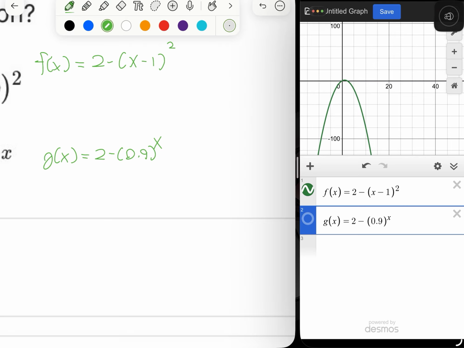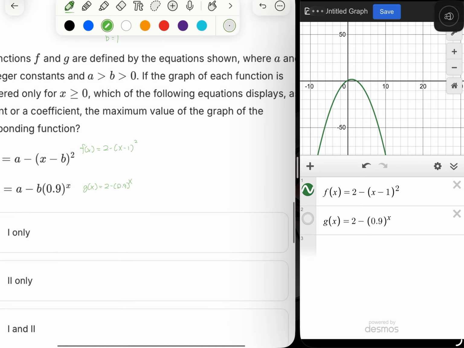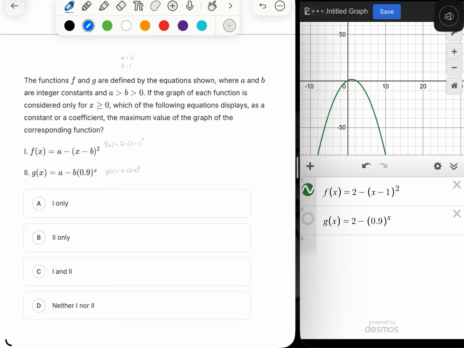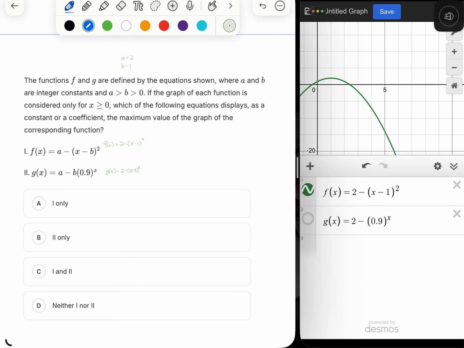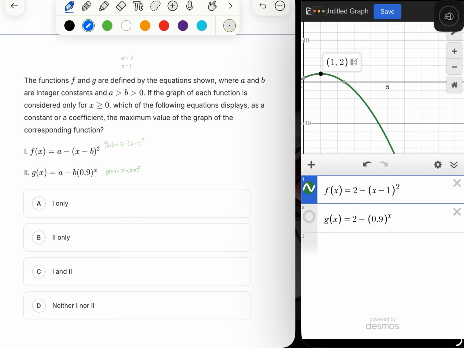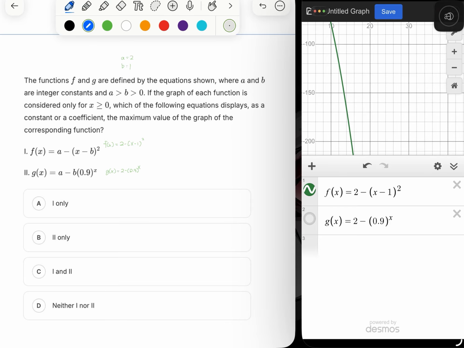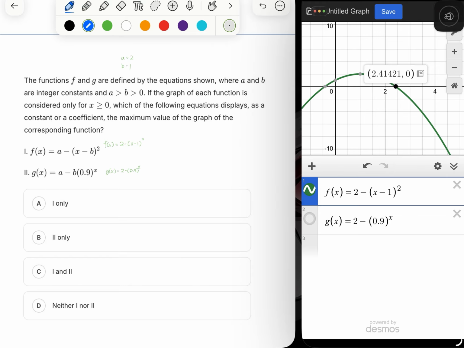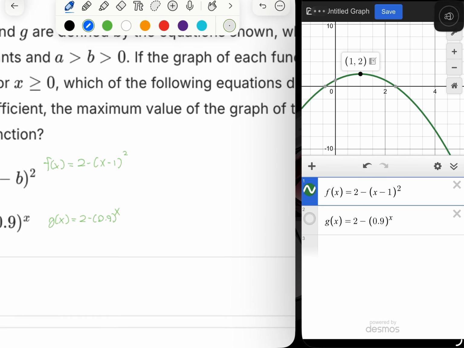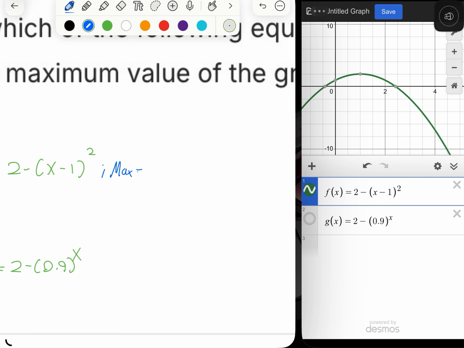Okay, let's focus on f of x first. So I'm going to remove g of x for now. First things first, we're only looking at values where x is greater than or equal to 0, so we don't really care about the negative side. Keep that in mind. What is the maximum value of the graph for values of x greater than or equal to 0? Well, as you can see here, this parabola goes down. It keeps on decreasing as x approaches infinity. The y value keeps on getting more negative. But you'll see that the max value is here. That's the highest value the graph attains before it goes down. So the maximum value is 2. So we're going to write the max is 2.